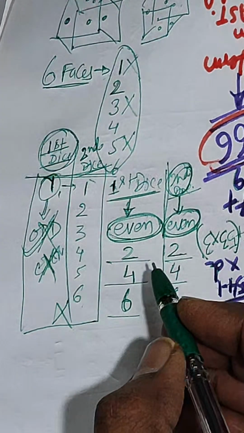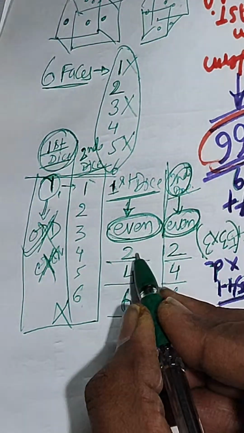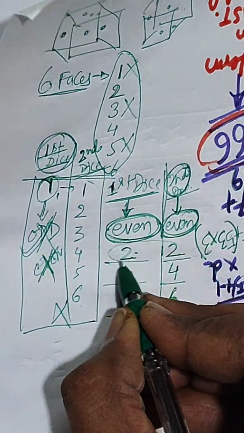So the combination could be, if 2 would be there, then this could be a favorable combination, 2 2.